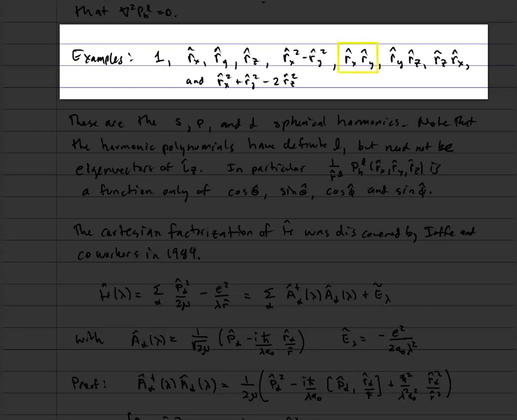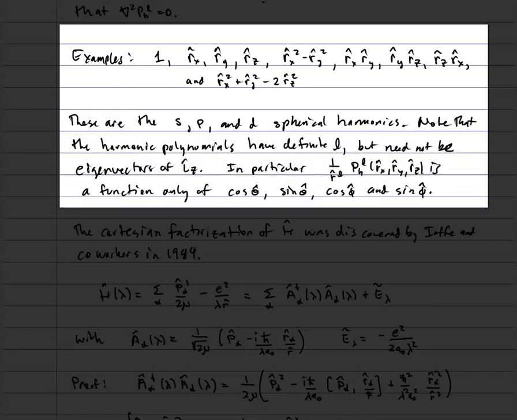Let's take a look at Rx Ry. Obviously, that's an order 2 polynomial, so it satisfies the homogeneous polynomial part. If I take a second derivative with respect to x, it's 0. If I take a second derivative with respect to y, it's 0. If I take a second derivative with respect to z, it's 0. So it satisfies Laplace's equation. And by calculating these derivatives, you can verify all of these satisfy Laplace's equation, and they're all homogeneous polynomials in each grouping.